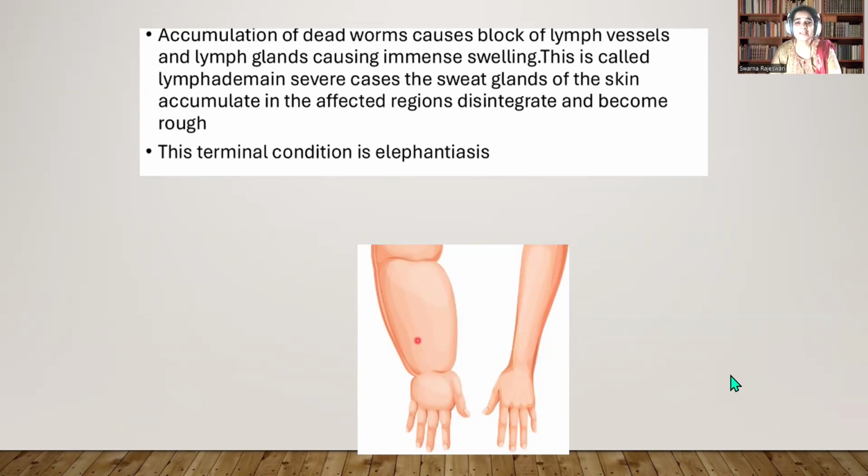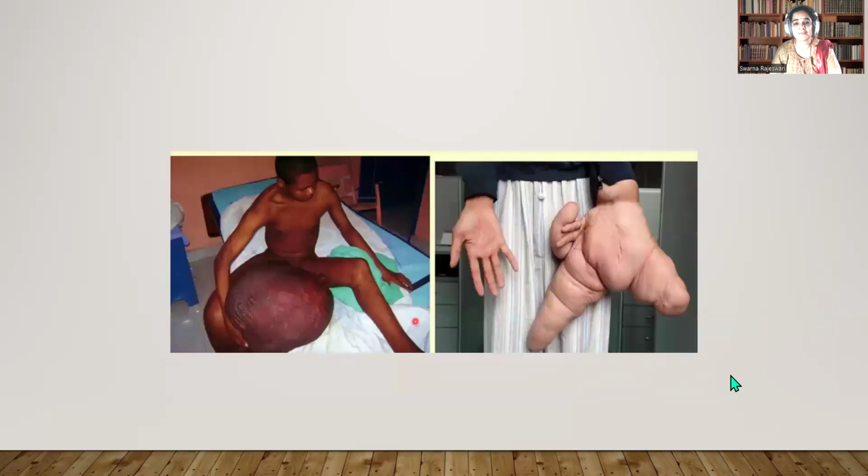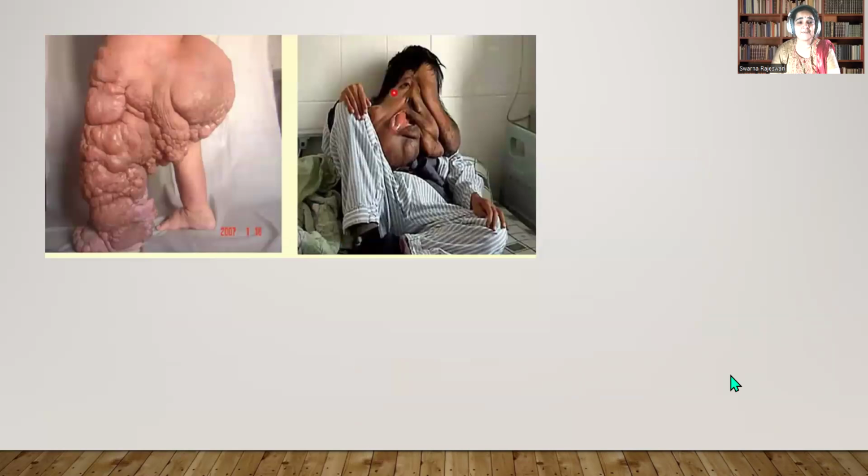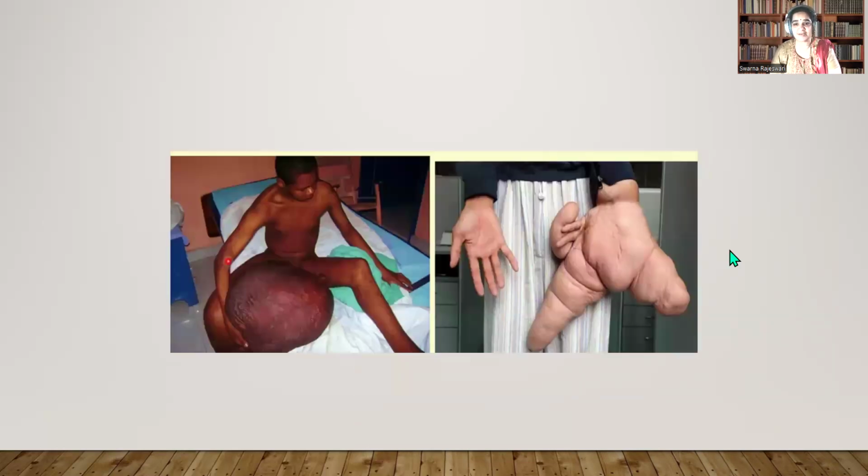Okay, which causes the sweat glands to disintegrate. Okay, and the skin becomes very rough. And the terminal condition we call elephantiasis. Okay, so you can see some of the patients who have an enlarged scrotum because of the enlargement of the lymph glands present in that area. Okay, so these are all the symptoms of elephantiasis, that is filariasis. You can see different conditions of the end. Wherever the lymph glands are present, there will be accumulation of the dead worms, causing this infection.